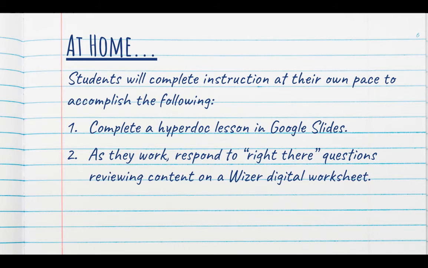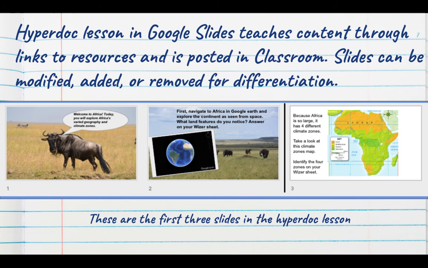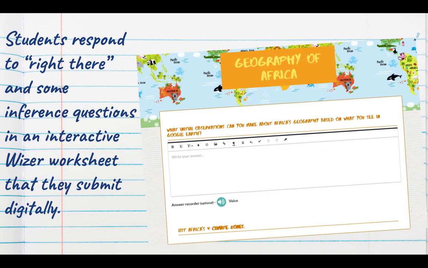What students work on at home with their HyperDoc lesson is lower level learning according to Bloom's taxonomy. Students will work with right there and basic inference questions that do not go past the remembering or understanding levels of the taxonomy. By working through the lesson at home, students can do so at their own pace. The teacher can add, modify, or remove slides and resources from the HyperDoc for students' individual learning needs. Here we can see some of the slides that are present in the HyperDoc lesson.